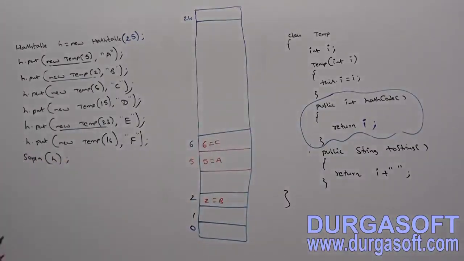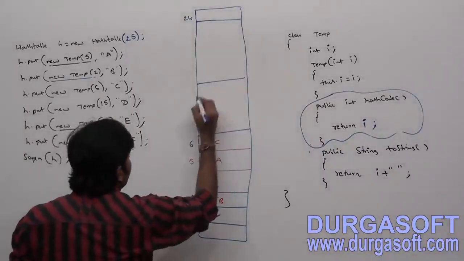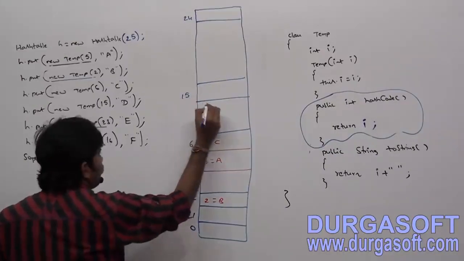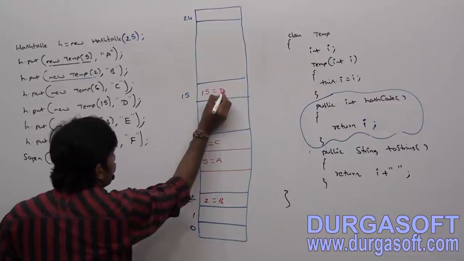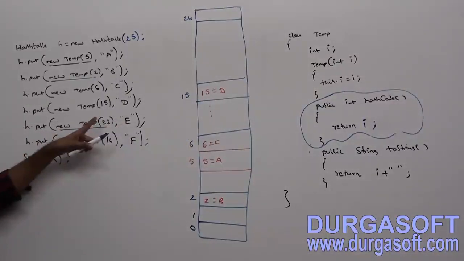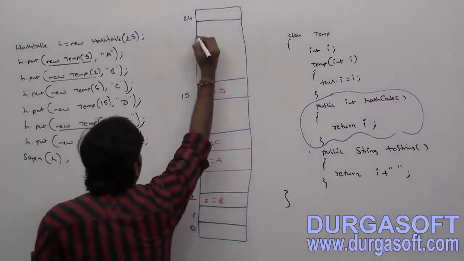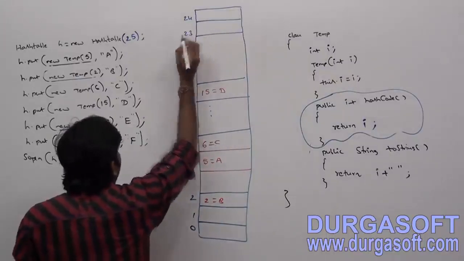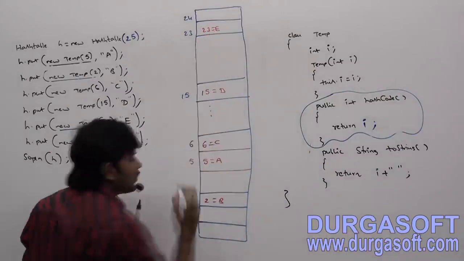Okay, what next? New Temp of 15 comma d. Sir, in the 15th number bucket, d is there, somewhere here, the 15th number bucket. So 15 is equal to d is there. Next, new Temp of 23. What is the hash code of this object? 23. In the 23rd number bucket, 23 is equal to e is there.